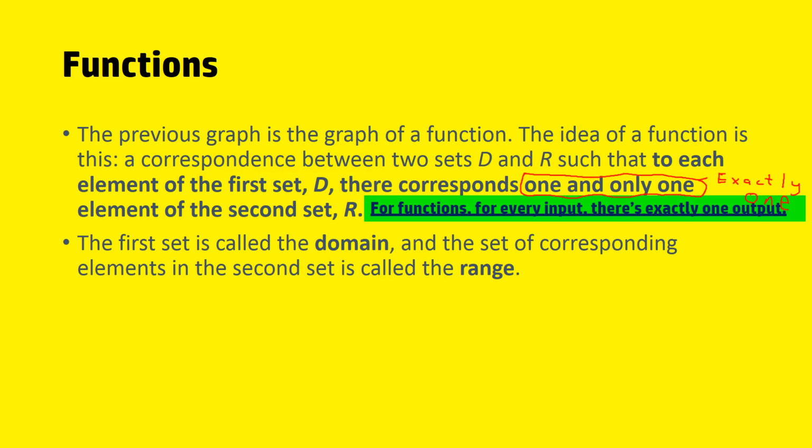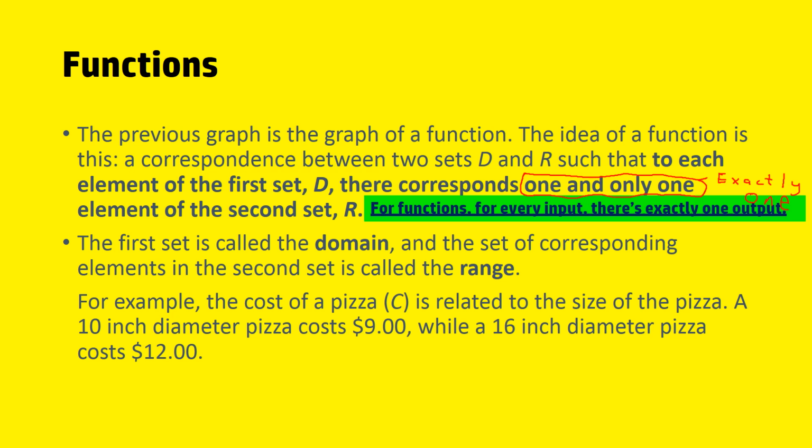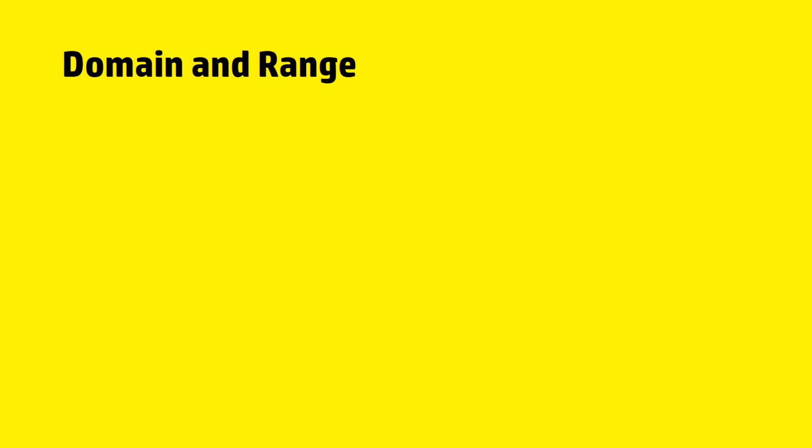Then we have domain and range. The first set D is called the domain, second set R is called the range. And we have an example having to do with pizza. There's a set D, which is the sizes of the pizzas, 10 inches, 16 inches, and then you've got your range elements, the costs of the pizza, C, which we might have used the letter Y for that, $9 and $12 respectively.